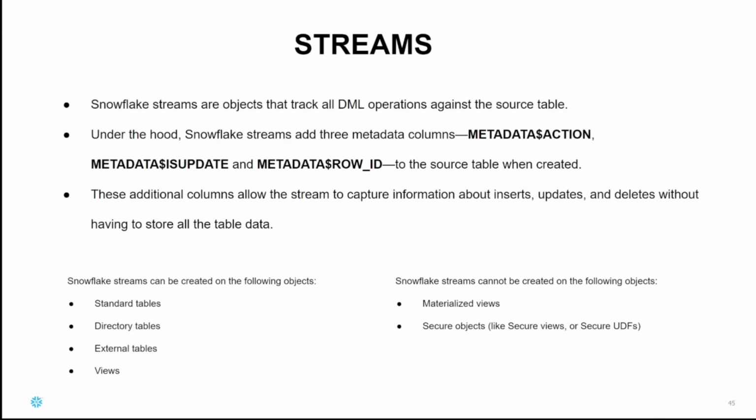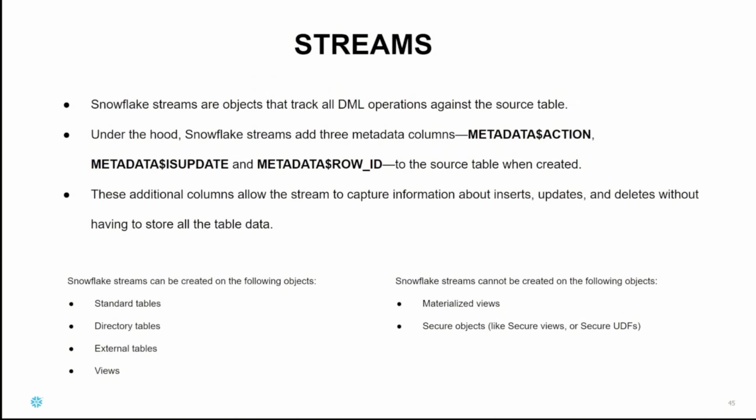In this video, we are going to talk about what streams are in Snowflake. Snowflake streams are objects that track all the DML operations against any source table. Under the hood, Snowflake streams add three new metadata columns, called metadata action, metadata is update, and metadata row ID, to the source table whenever we create a stream on top of that table. These additional columns allow the stream to capture information about any inserts, updates, or deletes without having to store all the table data inside the stream.